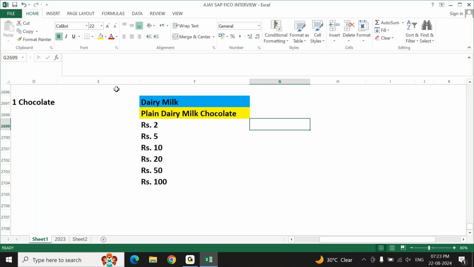Possible? No, sir. If I use the same packet for all the quantities, what will happen? I am using one packet for 100 rupee chocolate. If I use that same packet for 2 rupee chocolate, what will happen? Will the customer be able to notice that there is a chocolate inside? No, sir, right? The packet is big and the chocolate is very small.